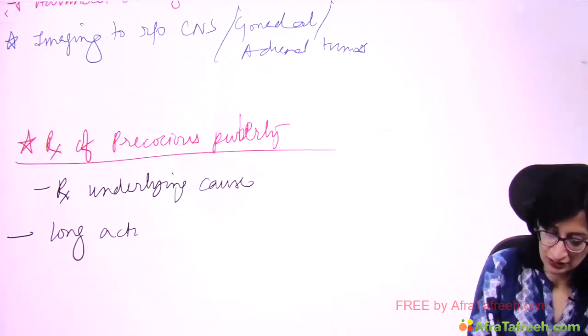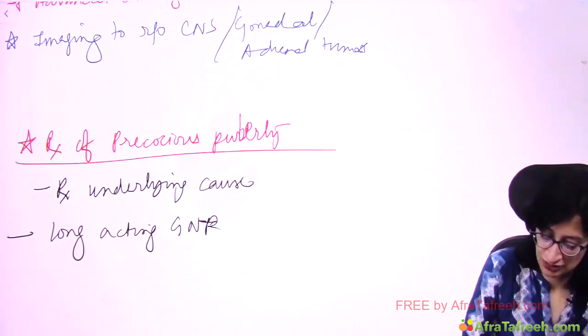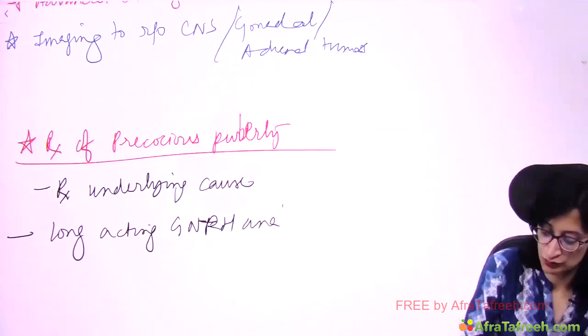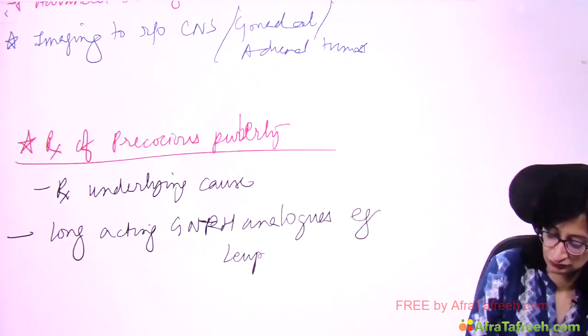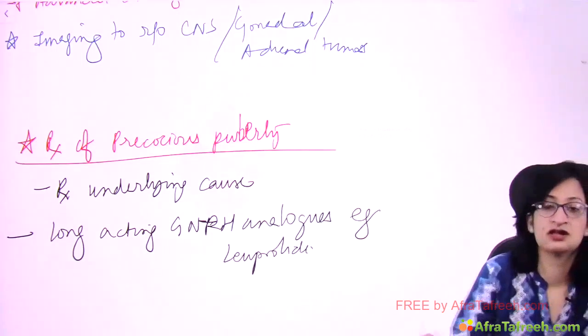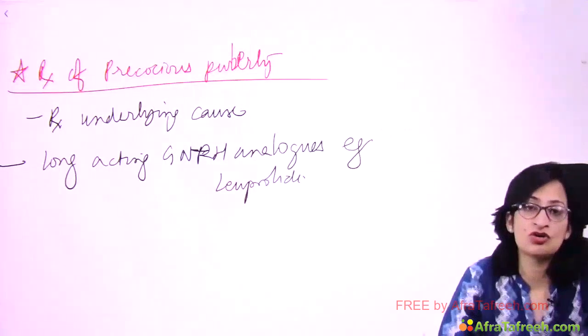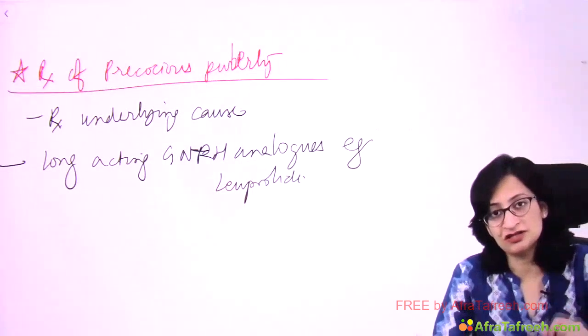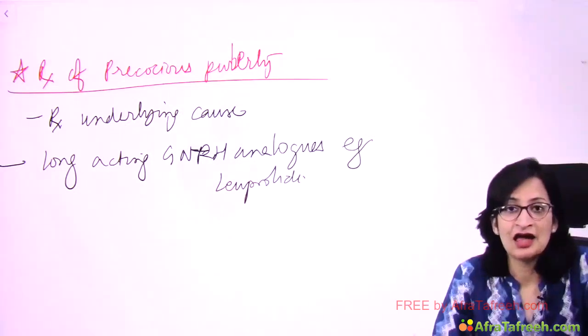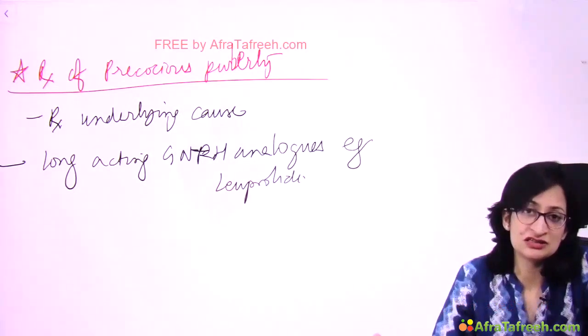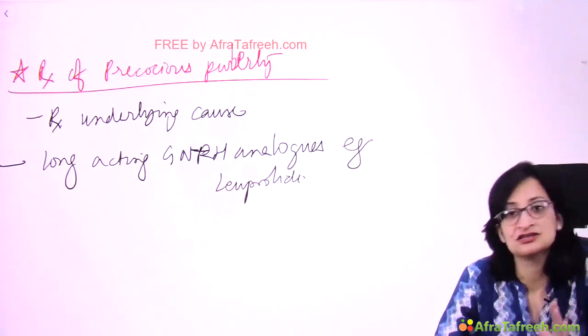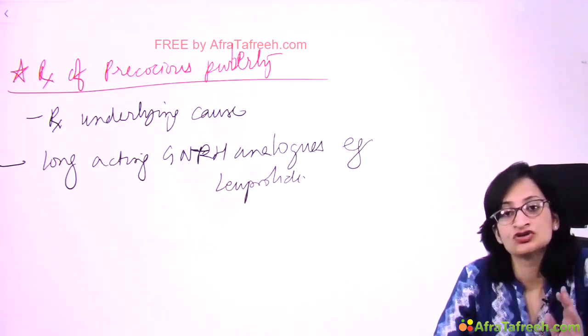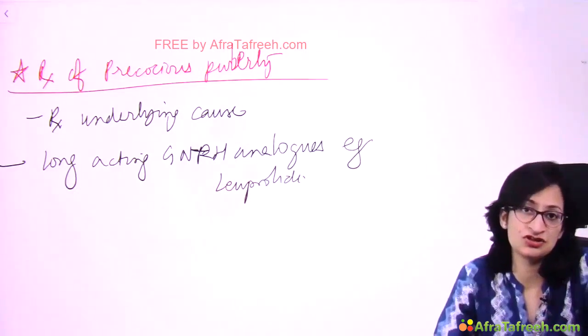Long-acting GnRH analogs like leuprolide. If there's a thyroid hormone problem, you give thyroxine replacement. And you may use some aromatase inhibitors if required, depending on what exactly is the problem. So that is about precocious puberty in children.